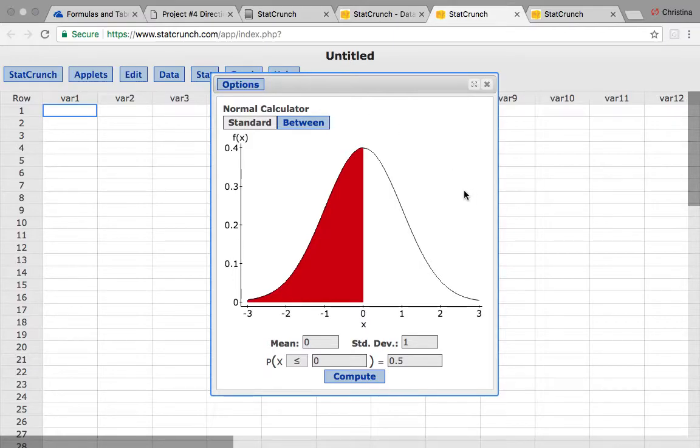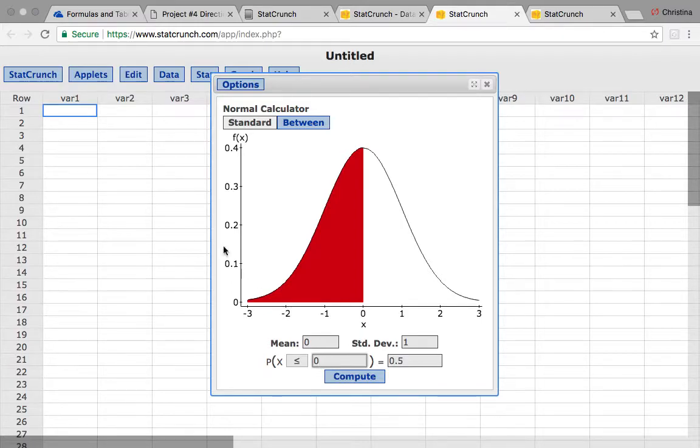You do want to make sure, this is the default setting, so it's probably already in there, but you do want to make sure that your mean is set as 0 and your standard deviation is set as 1, and that just means that this is a standard normal distribution. So you can make sure that that's in there. And then this box down here is where we're going to put in what the z-score is.